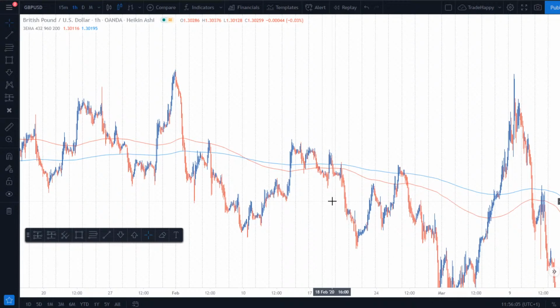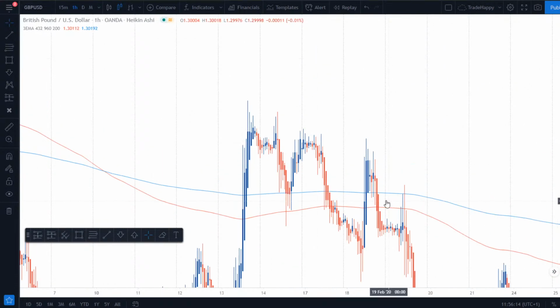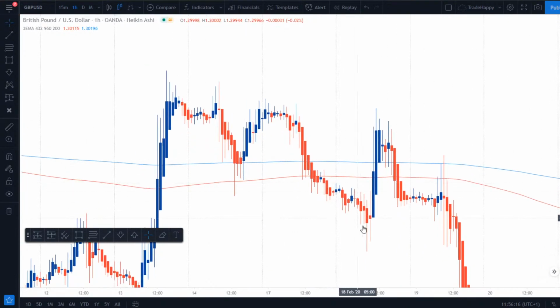Exactly, there's many ways to skin a cat. There's a bit of a gross analogy to make, but sure, we can go with that. Yeah, there's many ways to trade the markets.